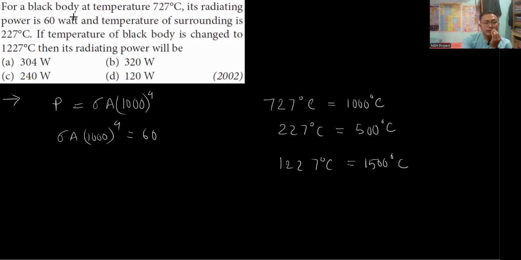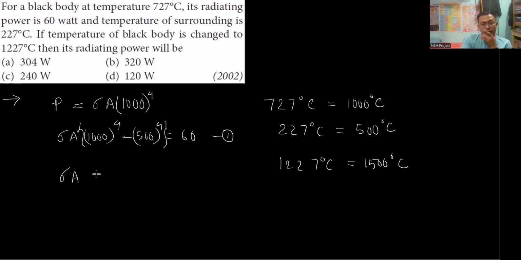Okay, fine. Now its radiating power is 60 watt, and temperature of surrounding. So the 60 watt: sigma A times the temperature minus the temperature of surrounding, 500 to the power 4, is equal to 60. See equation 1.